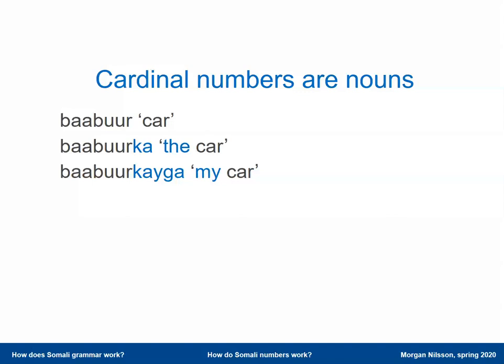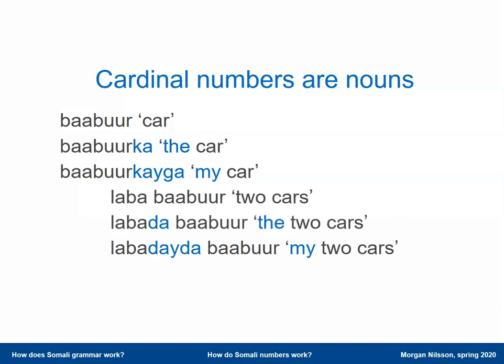And one of the ways to define a noun is that a noun takes the definite article and other kinds of endings in Somali. So we have the definite form, babur, and we have this possessive form, my car, babur kayga. And if we then want to do the same thing with two cars, we will find that the definite article does not go with the word for car, and the possessive ending as well. They will both be added to the word for two.